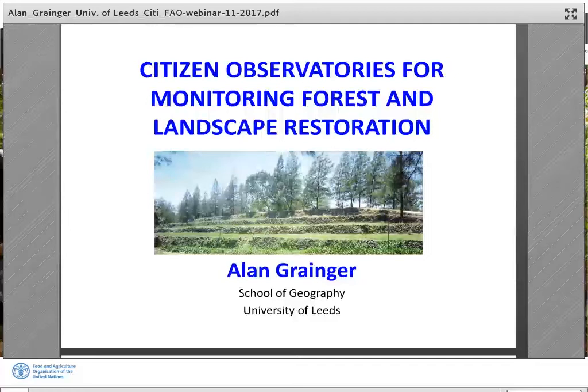Citizen observatories have great potential to monitor forest and landscape restoration. They involve citizens in monitoring the environment, often by collecting data using smartphones and sensors built into these, and then converting these data into information to support citizen involvement in environmental management.